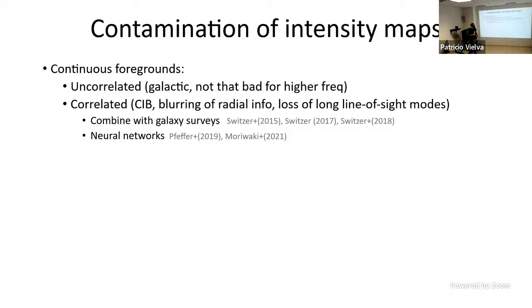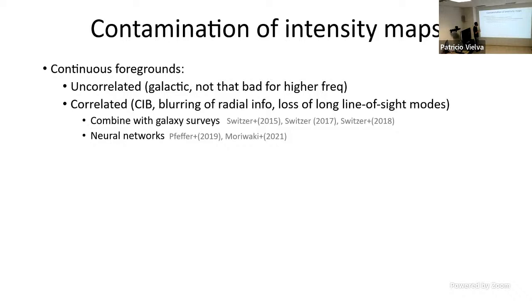And basically because first of all, we have some continuous foregrounds. I showed you before the spectra from galaxies, and there were the lines, but there's also the emission of the continuum of those galaxies. And basically that would be the correlated continuous foreground. It's like the cosmic infrared background. We have also some blurring, like a spectral index, in the spectral resolution that blurs the information on the line of sight. We need to deal with this.